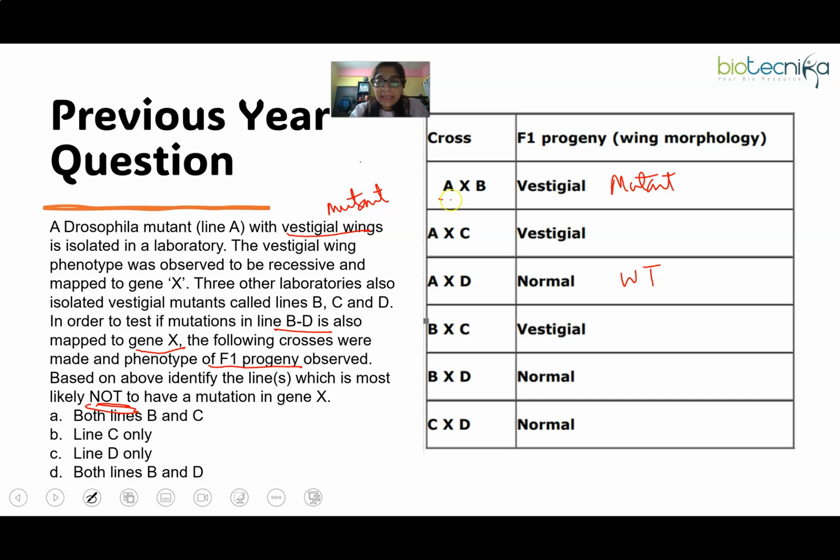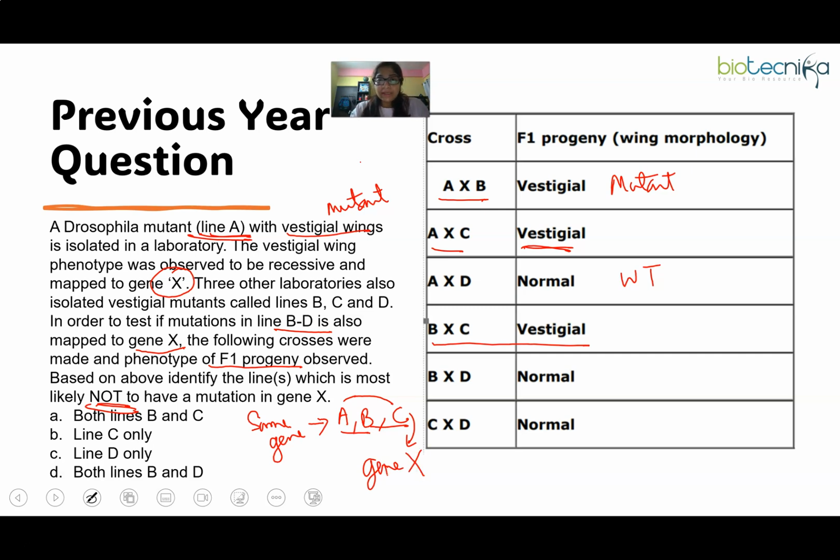So what do we see? A cross B is mutant, which means A and B are in the same group. A and C is also mutant, which means C is also in the same group. AB is mutant, BC is mutant, and AC is also mutant. So A, B, C are in the same gene. The mutant line A is already mapped to gene X. Since A, B and C are in the same gene, that means they are also in gene X.